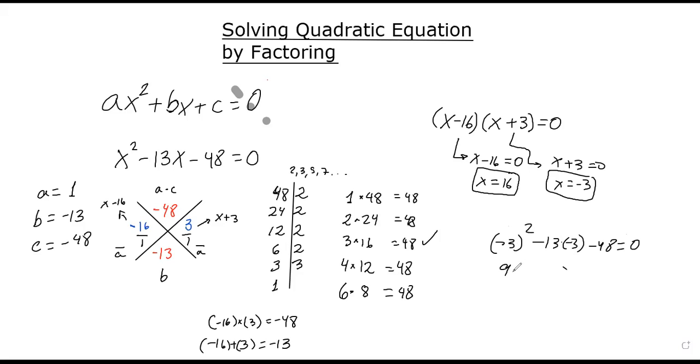Negative 3 squared is positive 9. This is going to be positive 39 minus 48. That is 0, and this too is 48 minus 48, 0. Then our answers are correct. Okay, now let's go to the second example.